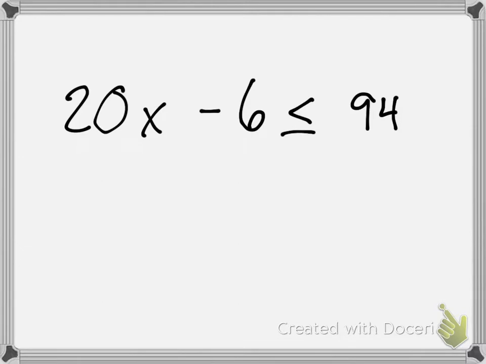Who can read me this problem out loud? Perfect. 20x minus 6 is less than or equal to 94. Great job. Now, what do I have to do here? Even though it's an inequality, I just treat it like an equation. So what do I do then, Lucy? Perfect. We're doing our reverse PEMDAS.